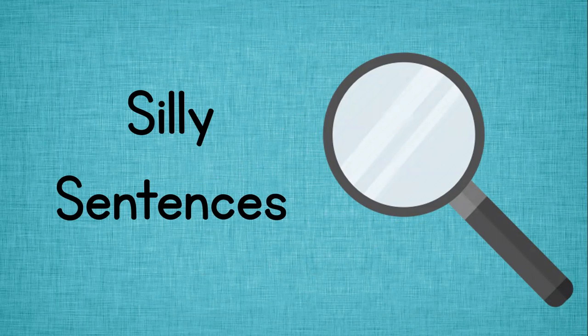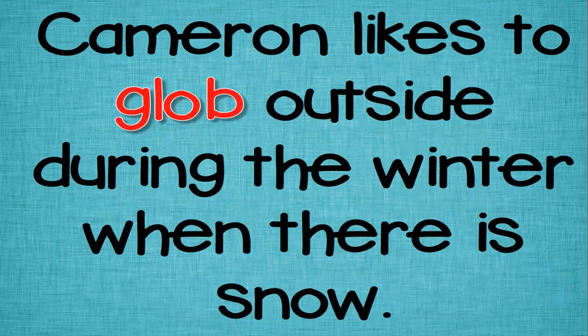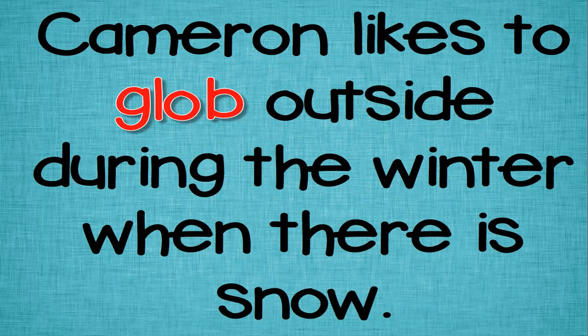To begin, we're going to start out with something kind of silly. I have some silly words put into sentences, and you are going to try to figure out the meaning of these silly words using the context clues in the sentence. Check out this first sentence. Let's see if we can figure out what the word glob means. Cameron likes to glob outside during the winter when there is snow. So use some context clues around that word to figure out the meaning of the word.